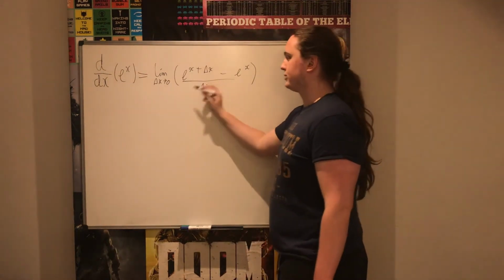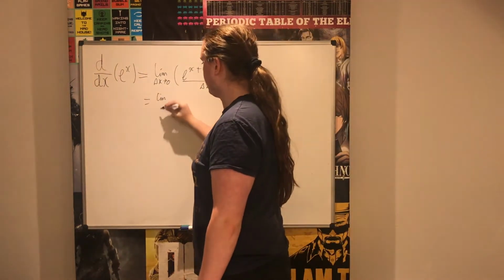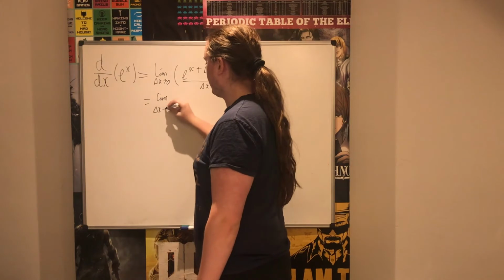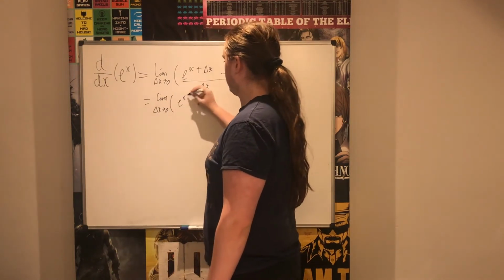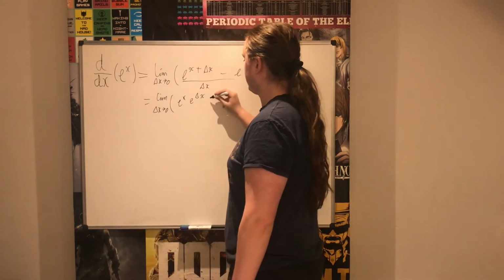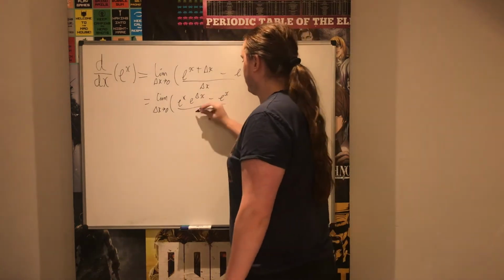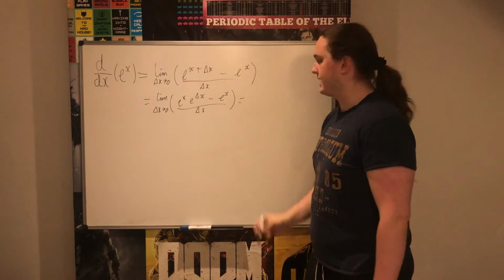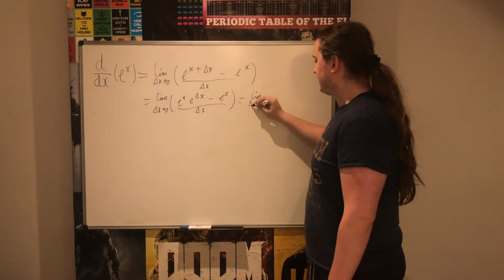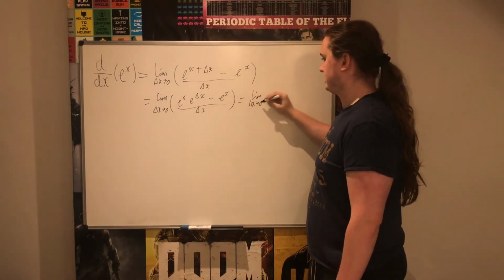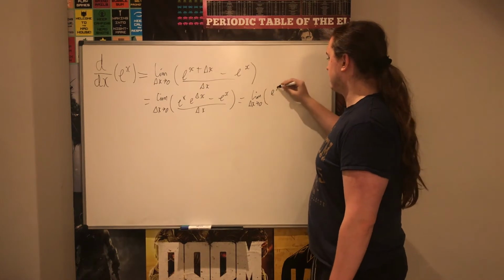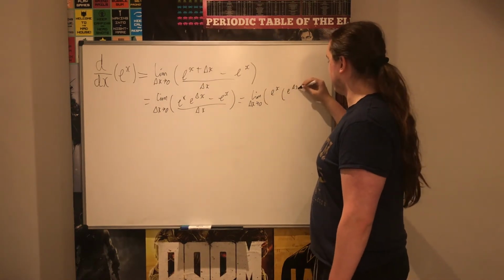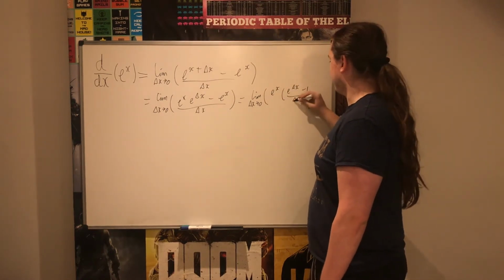Now using our power rules we can split this up into the limit as delta x approaches 0 of e to the x times e to the delta x minus e to the x over delta x. And now we can factorise in e to the x here, and we get the limit as delta x approaches 0 of e to the x times e to the delta x minus 1 over delta x.